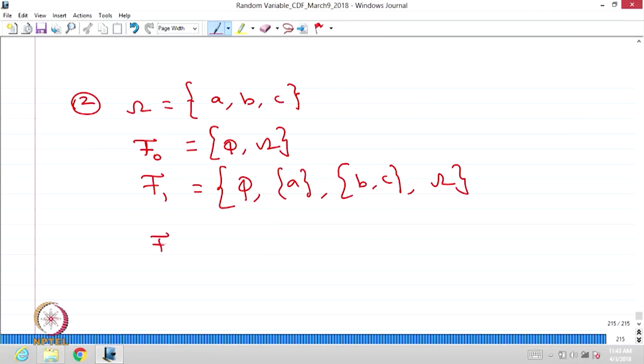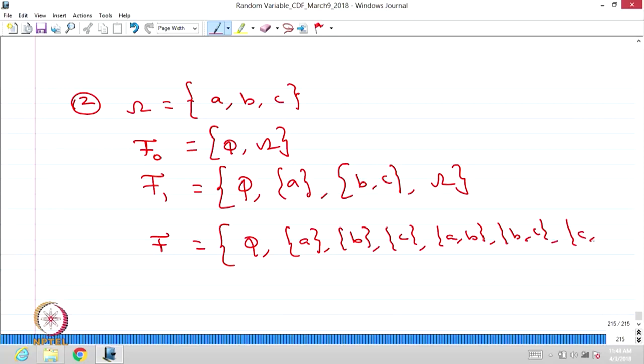I am going for the largest sigma field satisfying all three conditions, that is the empty set, singleton elements, any two elements, AB, BC and CA, and all three elements together. Count 1, 2, 3, 4, 5, 6, 7, 8 elements. The number of elements in omega is 3. So 2 power 3 is 8. So this is the largest sigma field, nothing but the power set.